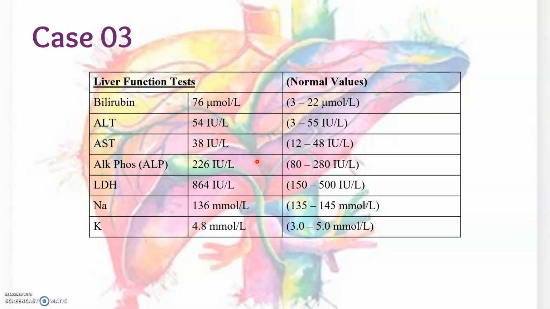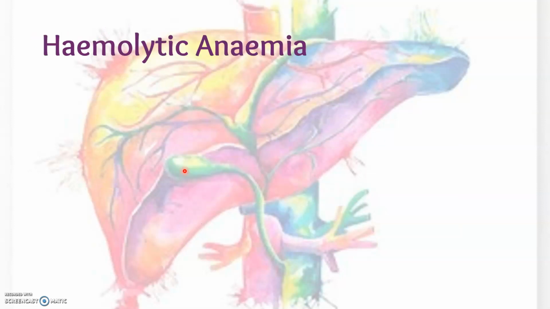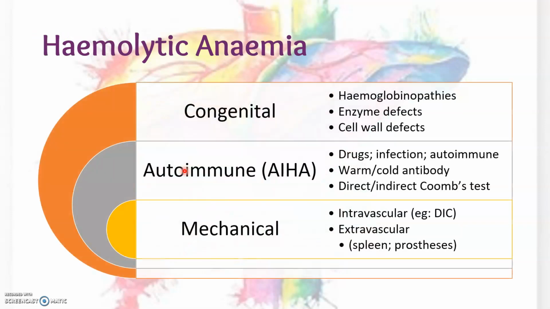Case 3 is another patient with jaundice, and in this patient what we notice is a very high LDH with normal liver enzymes otherwise. This is hemolytic anemia. Hemolytic anemias can be divided into congenital, autoimmune, and mechanical causes. We have another presentation on anemias that goes into this in more detail.